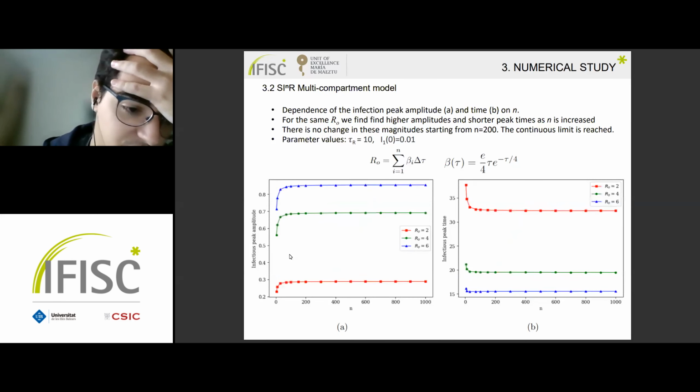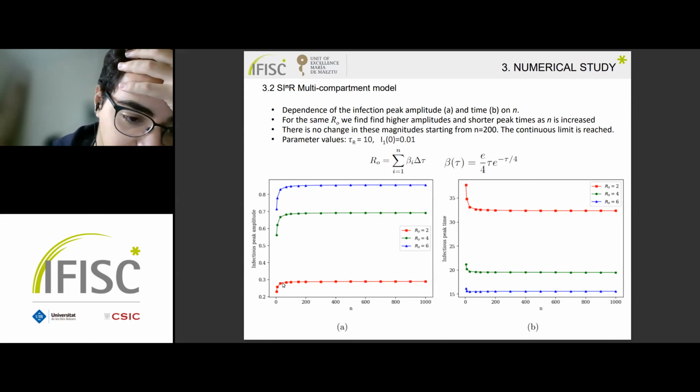And here we do something similar. Here we are analyzing the infectious peak amplitude and the infectious peak time with respect to n while keeping the reproduction number constant. So here, for the same reproduction number, we observe that increasing n increases the peak amplitude. And here, increasing n makes the peaks happen earlier in time. So increasing n decreases the value of this infectious peak time.